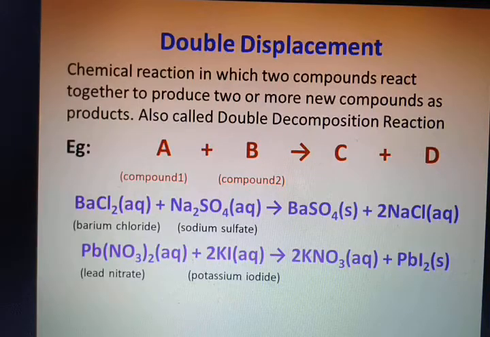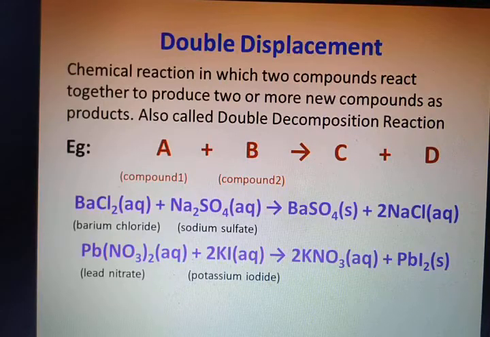So barium chloride is a compound. Sodium sulfate is also a compound. The state mentioned, aqueous, means in the solution state. So we are taking barium chloride solution, and it's reacting with sodium sulfate solution to give barium sulfate. Solid means it's a precipitate forming. Barium sulfate forms a precipitate in the reaction, so for that reason it's written solid. Plus sodium chloride, aqueous.